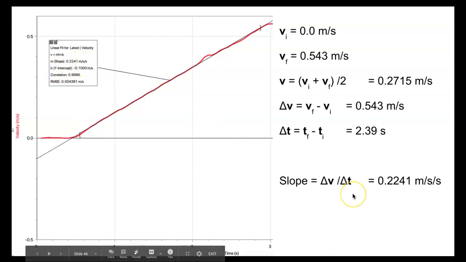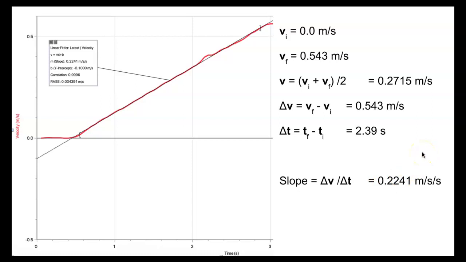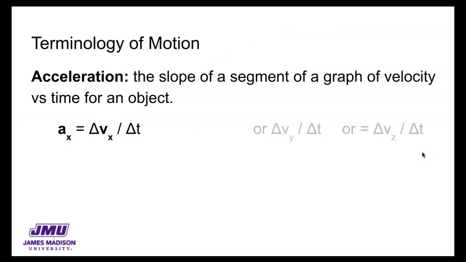We'll talk more about those units when we do some sample problems. The slope of a velocity versus time graph is a term that we call acceleration, and we want to make sure that we know that acceleration is calculated algebraically as delta v over delta t, but we also want to make sure that we're clear on the fact that the acceleration of an object is the slope of that object's velocity versus time graph.